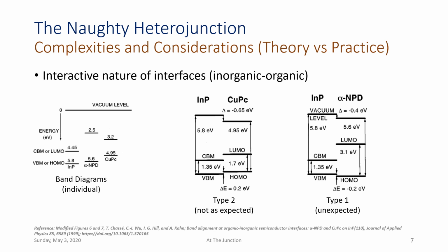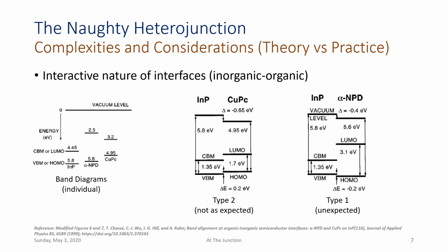And in case of the indium phosphide and alpha NPD heterojunction, we get a completely unexpected type 1 heterojunction, where the valence band or HOMO of alpha NPD has fallen below the valence band of indium phosphide.